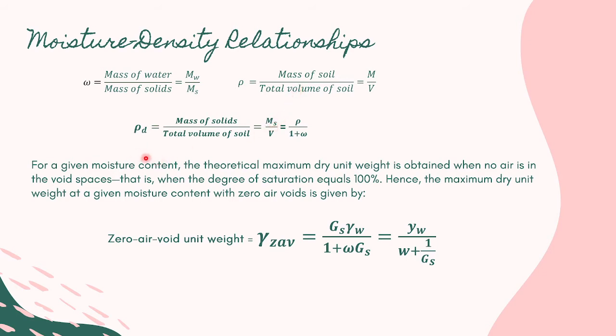So the dry density is the mass of solids all over the total volume of soil. Or you can also determine the dry density by dividing the density by 1 plus the moisture content.